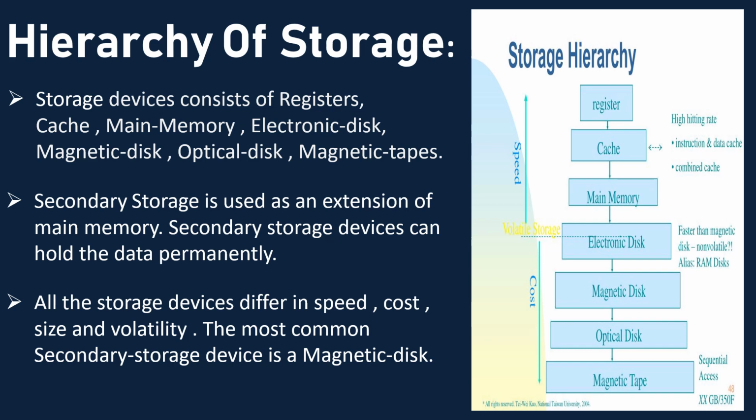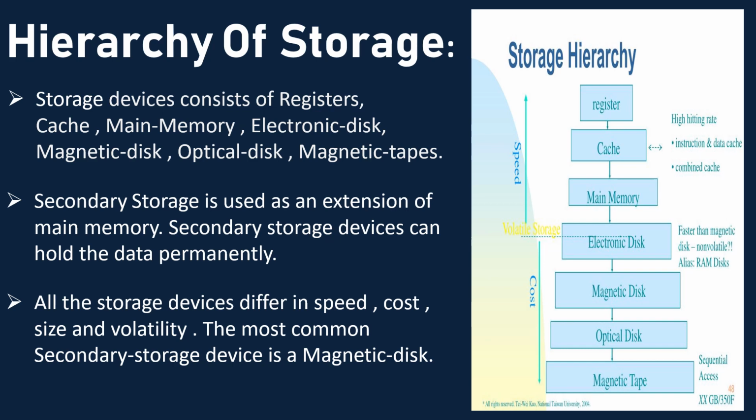In this hierarchy, all the storage devices are arranged according to speed and cost. The higher levels are expensive, but they are fast. As we move down the hierarchy, the cost per bit generally decreases, whereas the access time generally increases. The storage systems above the electronic disk are volatile, while those below are non-volatile.